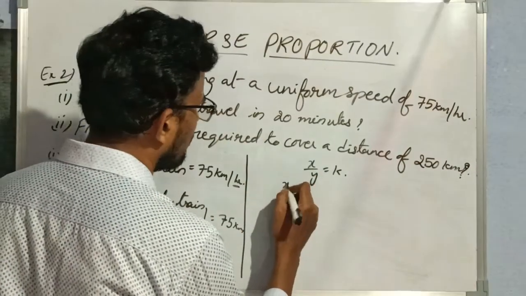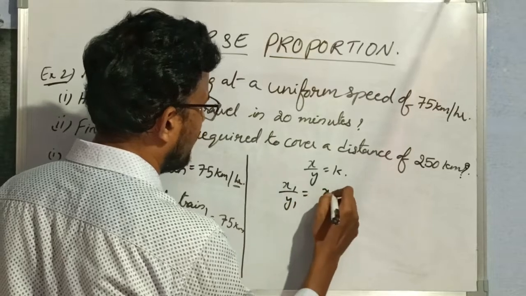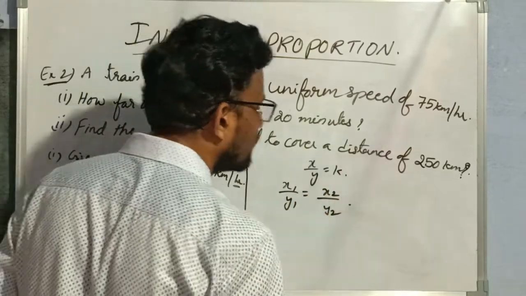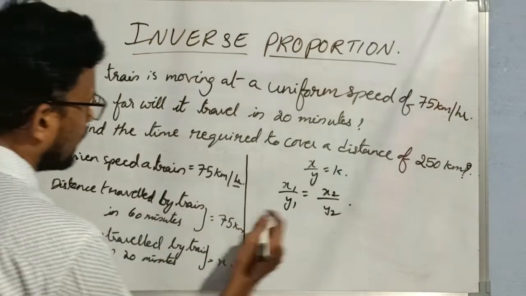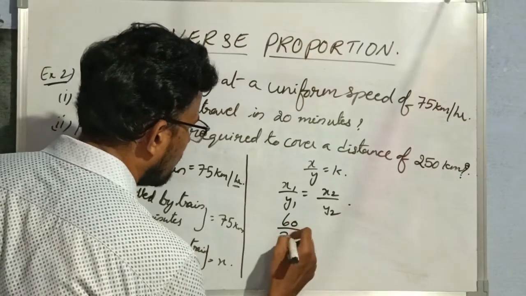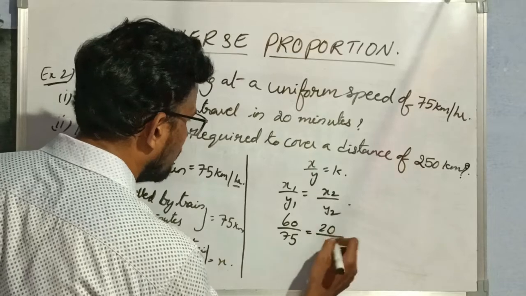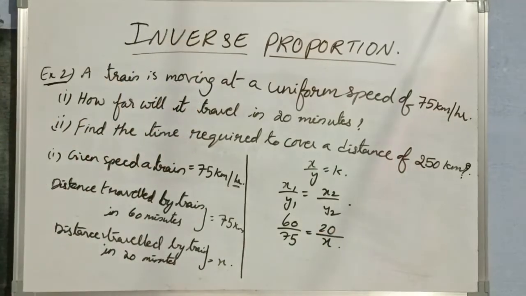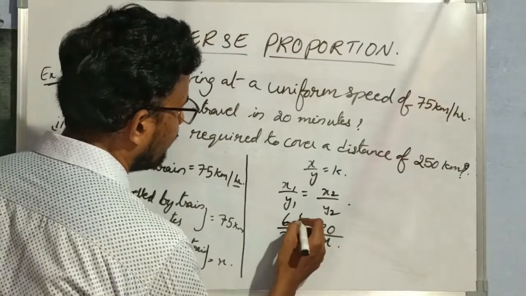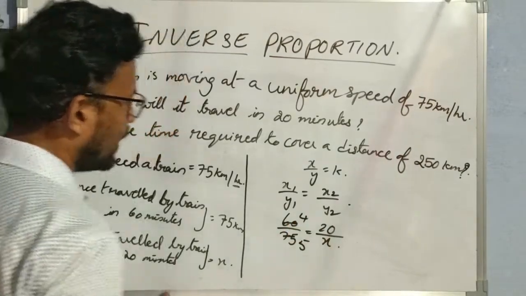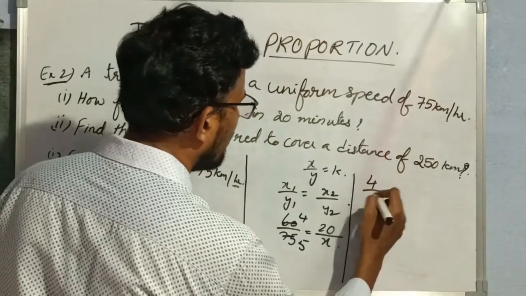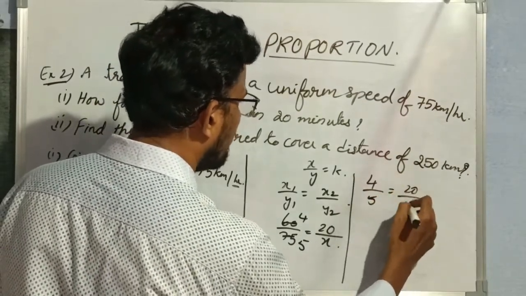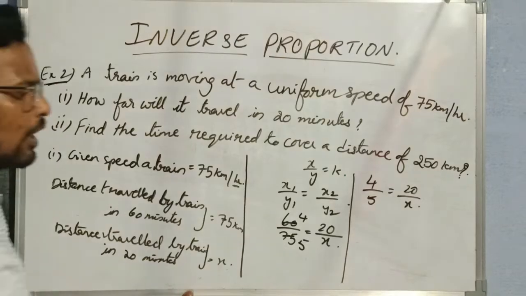So x1 by y1 is equal to x2 by y2. Clear? So now what is x1 here? 60. 60 by 75 is equal to 20 by x. Okay? So we go with the 15 table. 15 4s are 60, 15 5s are 75. So now 4 by 5 is equal to 20 by x. Now cross multiply.